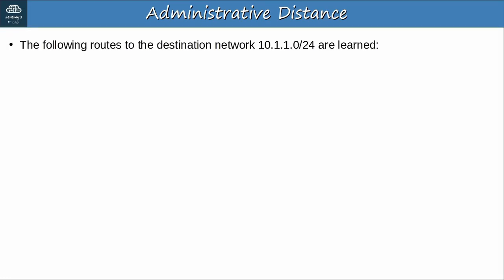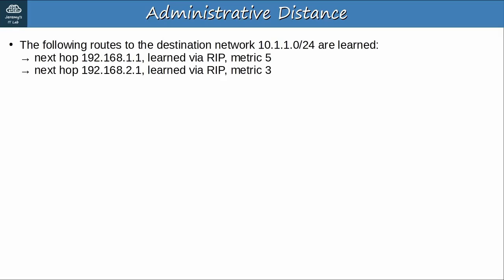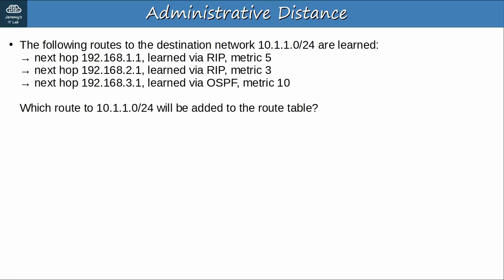Here's a quick quiz question to demonstrate a point. The following routes to the destination network 10.1.1.0/24 are learned. A route with a next hop of 192.168.1.1 learned via RIP with a metric of 5. A route with a next hop of 192.168.2.1 learned via RIP with a metric of 3. And a route with a next hop of 192.168.3.1 learned via OSPF with a metric of 10. Which route to 10.1.1.0/24 will be added to the route table? Pause the video to think about the answer.